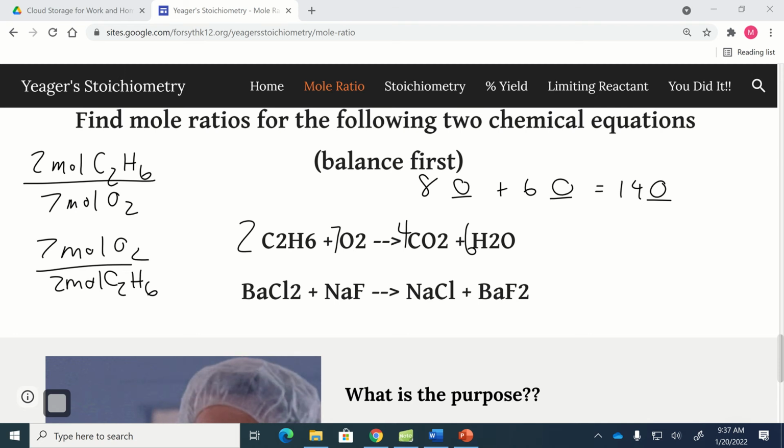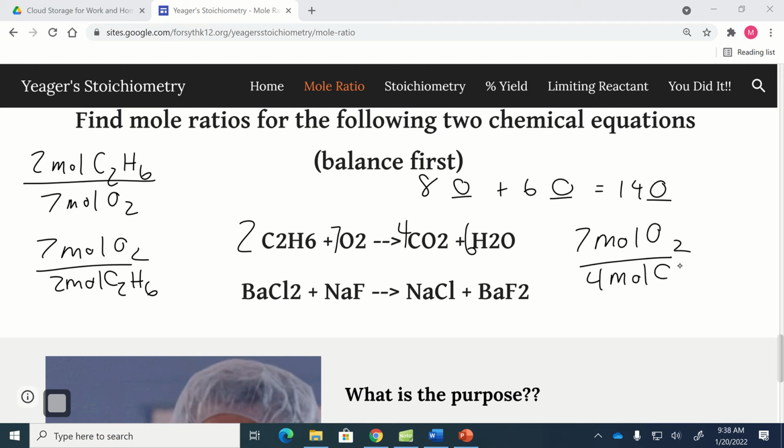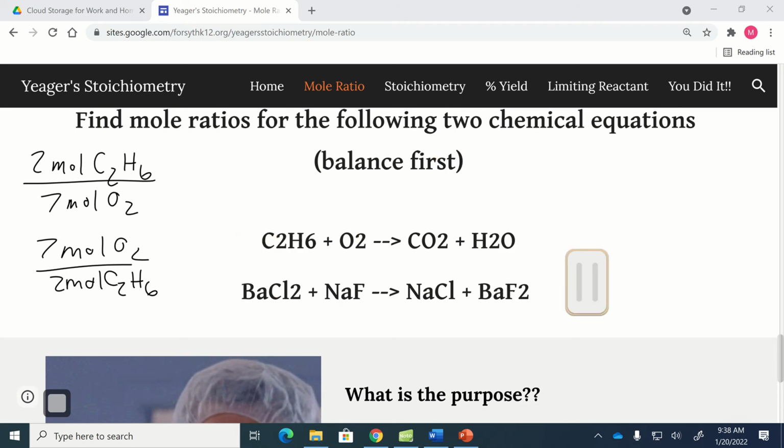Okay? If I said, what's the mole ratio between oxygen and carbon dioxide? That would be 7 moles of O2 to 4 moles of CO2. Okay? So they go together. All of that goes together with it. Okay? All right, let's just look at the other reaction, because we're going to see this a lot. You obviously have to do this in every single problem.